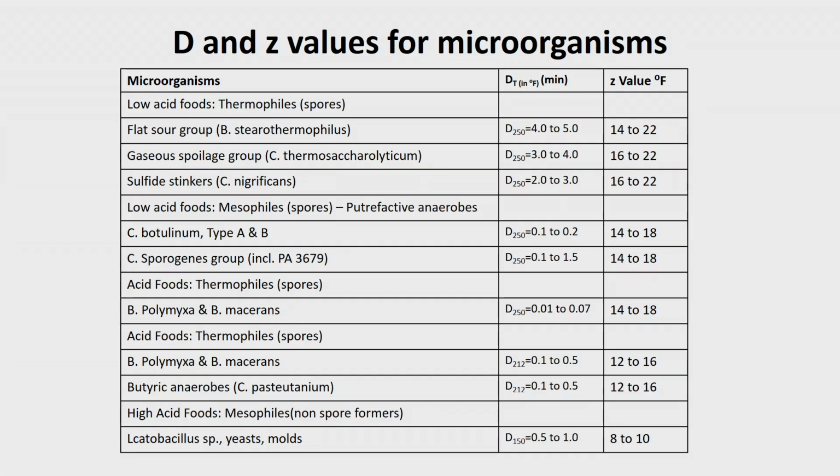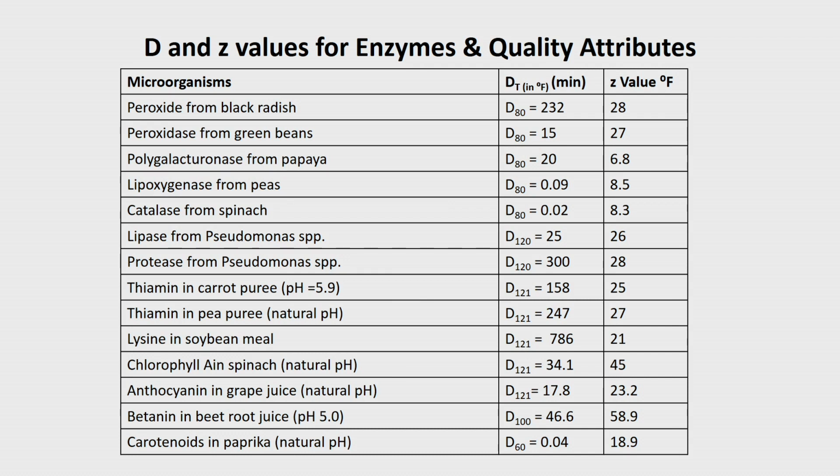So here it is given for various microorganisms. For example, this is mainly important in milk sterilization, C. botulinum type A and type B, which requires a D of 0.1 to 0.2 minutes at 250 degrees Fahrenheit, and which has Z values of 14 to 18, right. So these are all listed out, different microorganisms and their D and Z values, and quality attributes are given for the various enzymes as well, right.